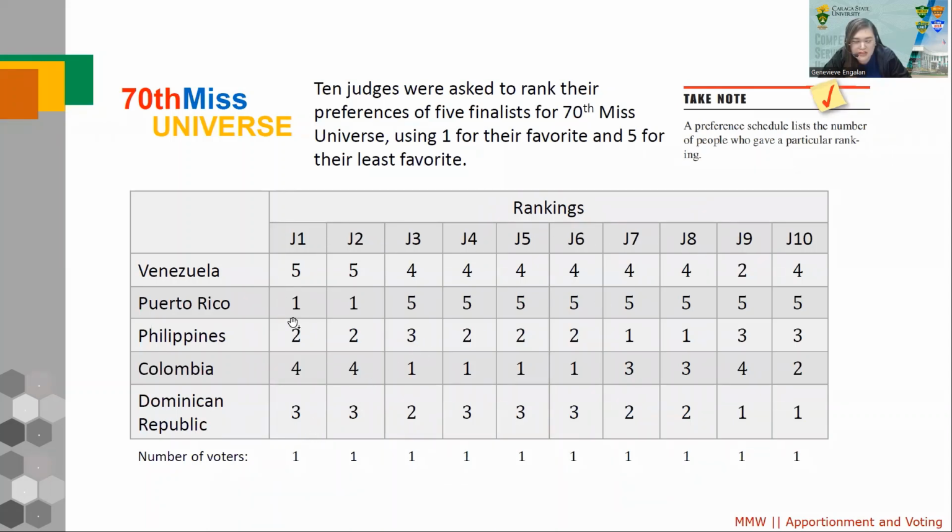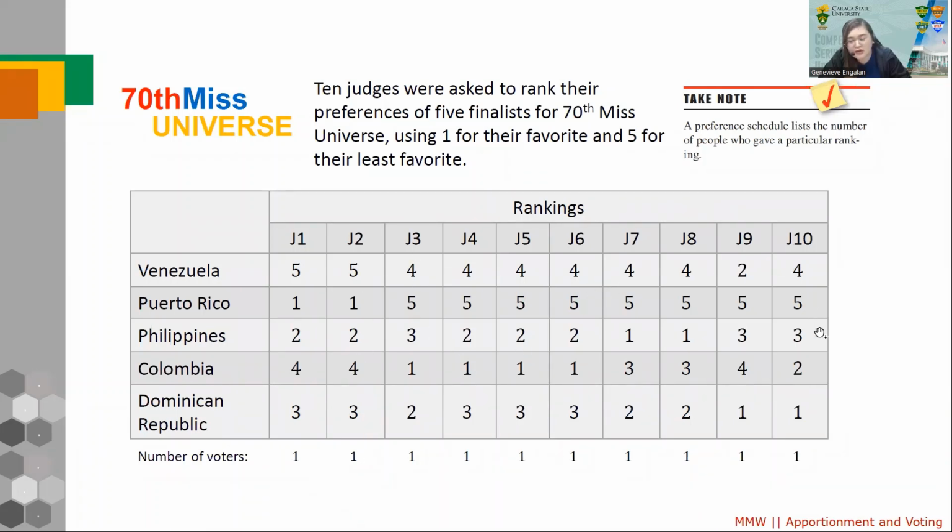The first choice of Judge 1 is Puerto Rico. Second is Philippines. Third is Dominican Republic. Fourth is Colombia. And fifth is Venezuela.